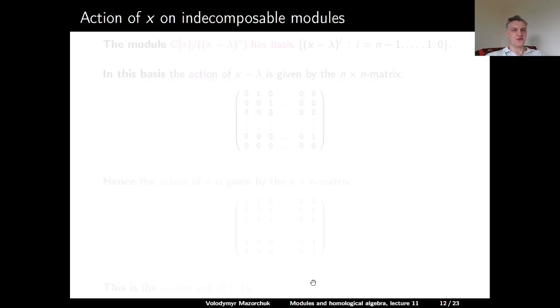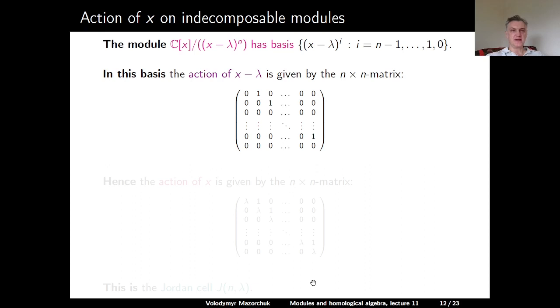Let us describe the action of x on indecomposable modules. So our indecomposable summands are the regular summand, where it's clear how x acts. The regular module has a basis consisting of the powers of x, and multiplication with x shifts x to the power i to x to the power i plus 1. In the finite dimensional module C[x] divided by (x minus lambda) to the power n, we have the basis consisting of the powers of (x minus lambda) to the power i. And let us order this basis such that the highest power comes first, and then the power whose exponent is 1 smaller, and so on.